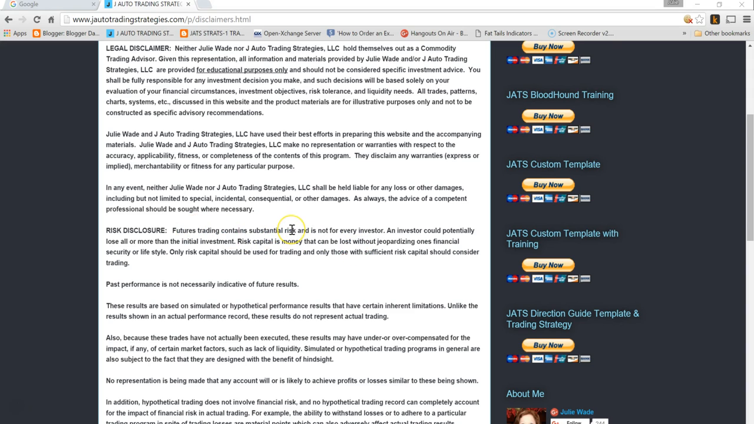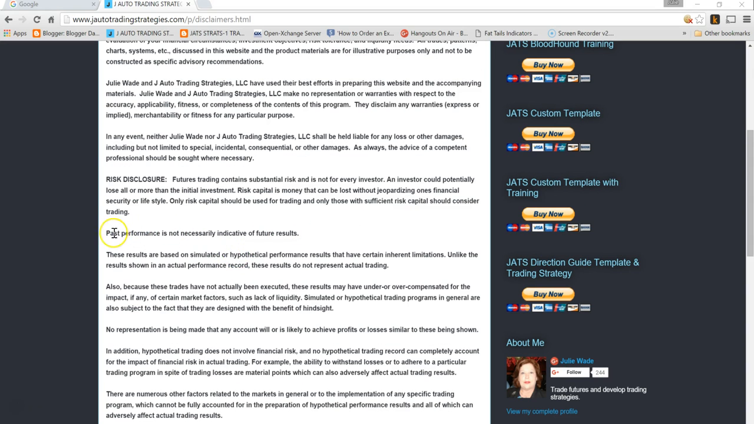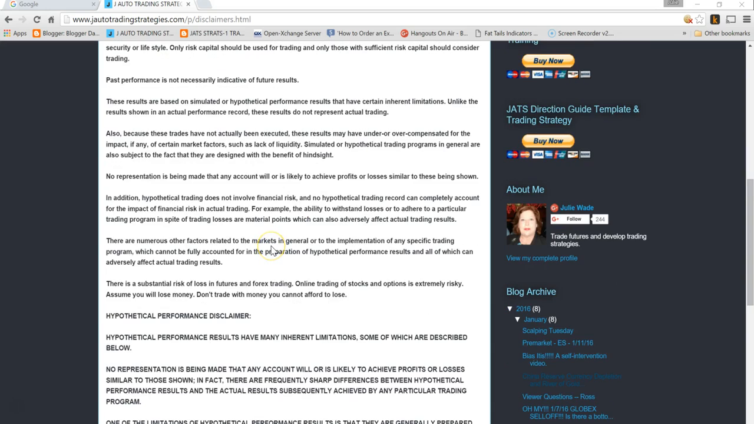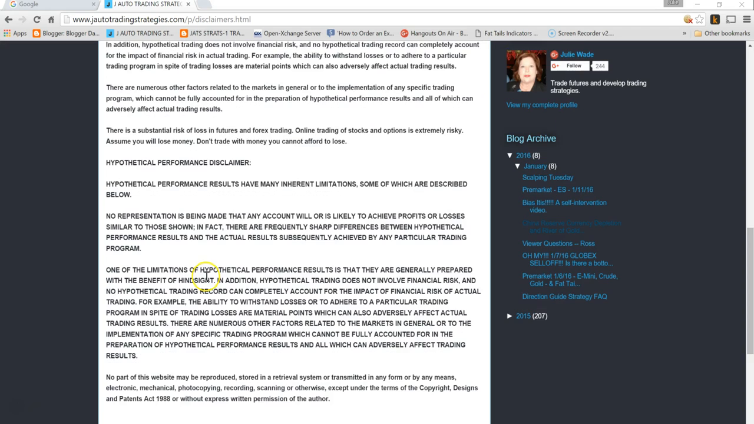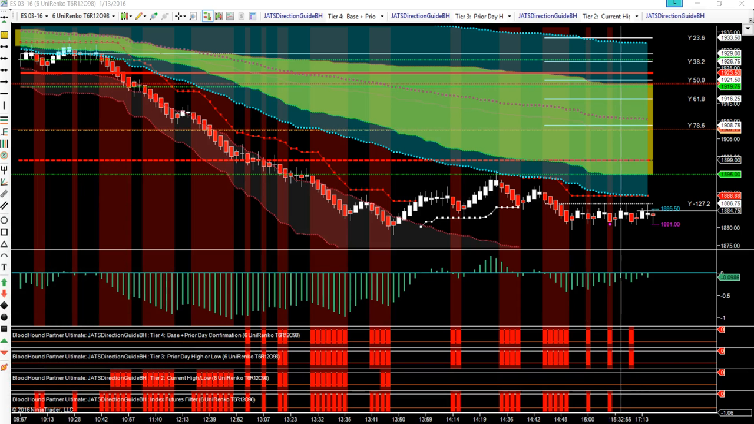Futures trading contains substantial risk and is not for every investor. Past performance is not indicative of future results. And hypothetical performance disclaimer means that the charts we were going to look at for previous periods does not mean that that will replicate performance the next trading day.